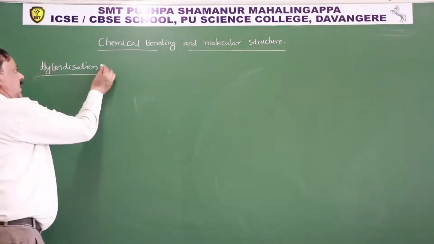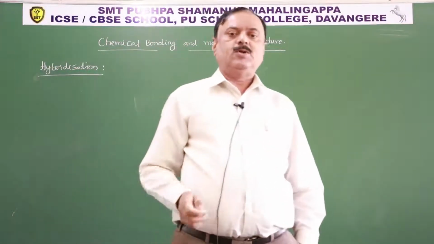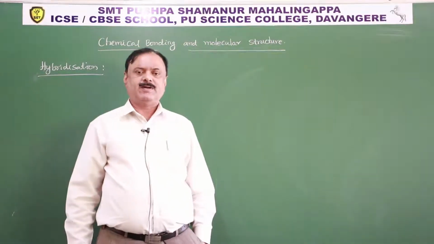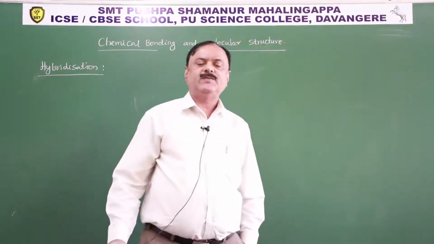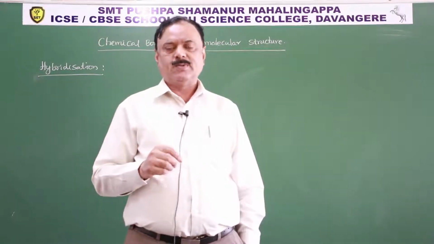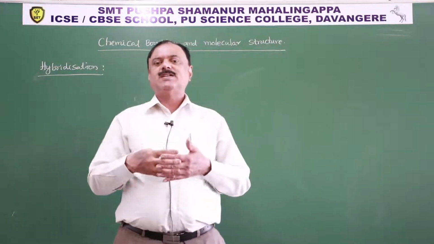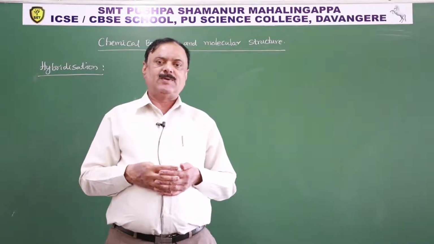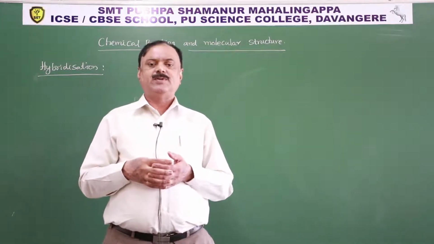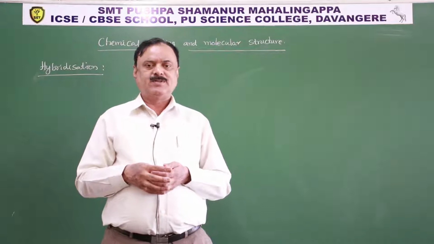Next topic is hybridization. In the last class we discussed the covalent chemical bond. During the formation of the covalent chemical bond, electrons are shared between two atoms, where each atom contributes only one electron for the bond formation. If two electrons are shared, then a single covalent chemical bond is formed. If four electrons are shared between two atoms, two from each, then two covalent chemical bonds are formed.